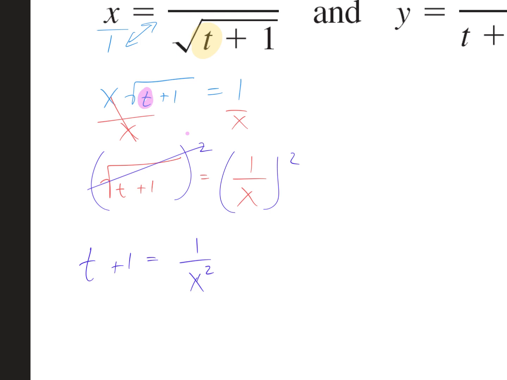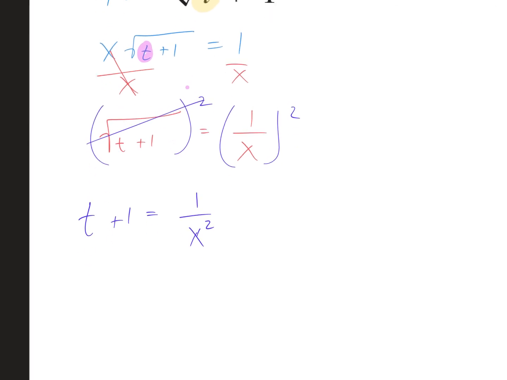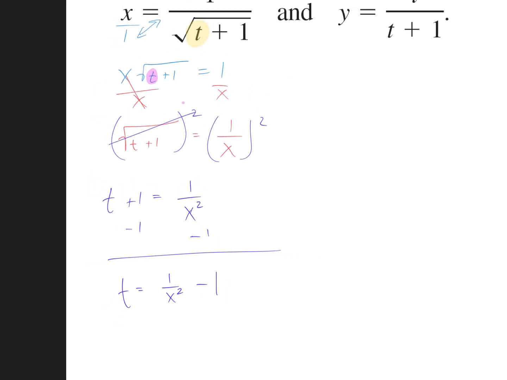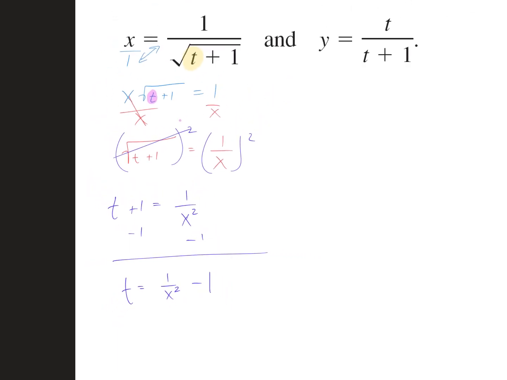Everybody with me? All right, what's the last thing I do? I'm gonna subtract 1. All right, now is this the most beautiful thing in the world? No. But I end up having t equals 1 over x squared minus the whole number 1. Everybody agree with me?